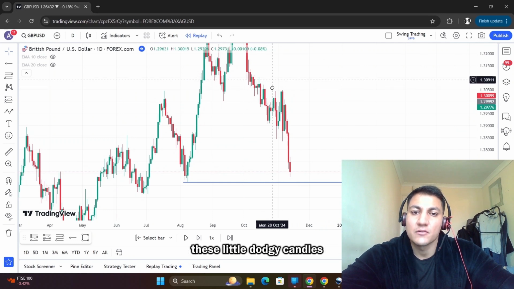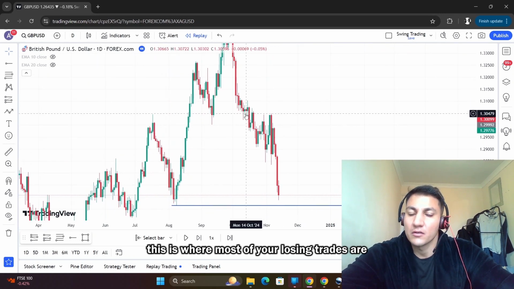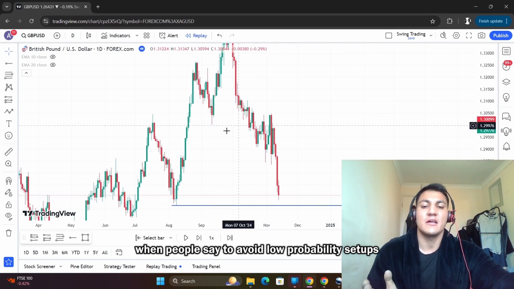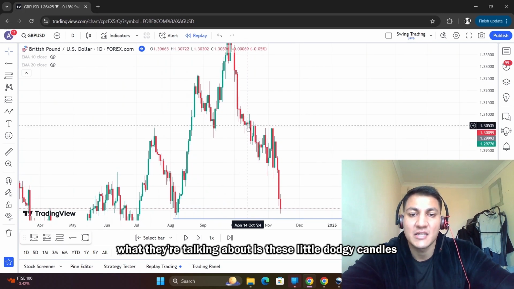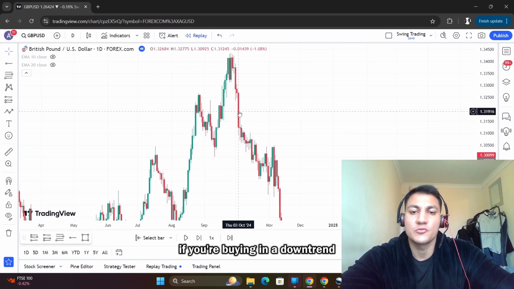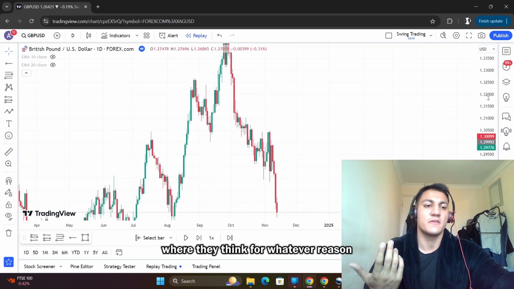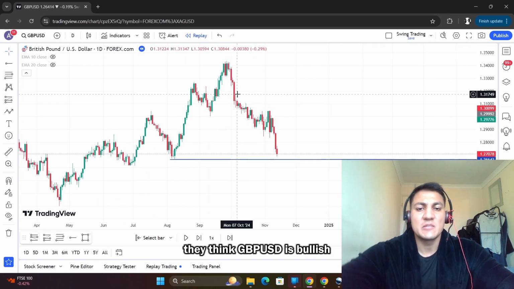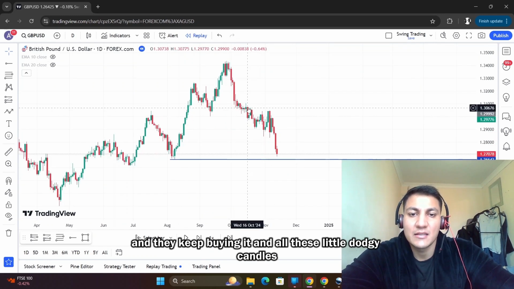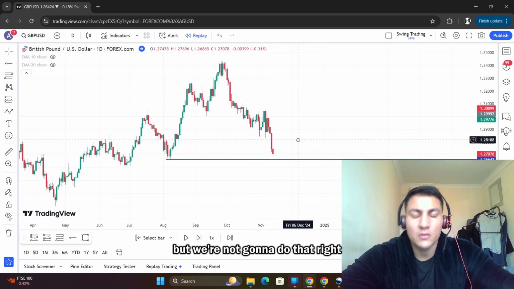These little doji candles. So this is where most of your losing trades are. Where people say to avoid low probability sells, what they're talking about is these little doji candles here, right? If you're buying in a downtrend, automatically you're low probability. I see people on X doing this where they think, for whatever reason, GBPUSD is bullish and they keep buying it. They keep buying it, and all these little doji candles, they keep getting stopped out. But we're not going to do that, right?